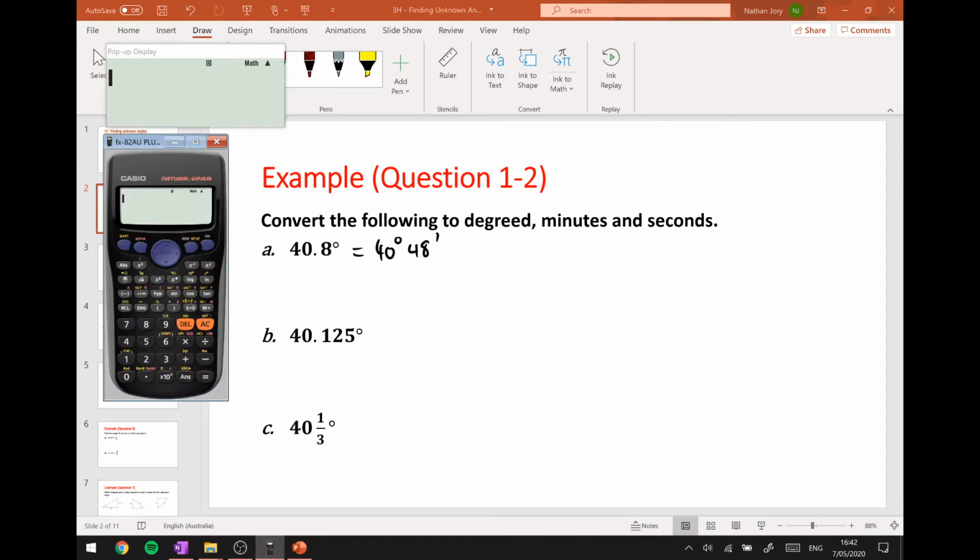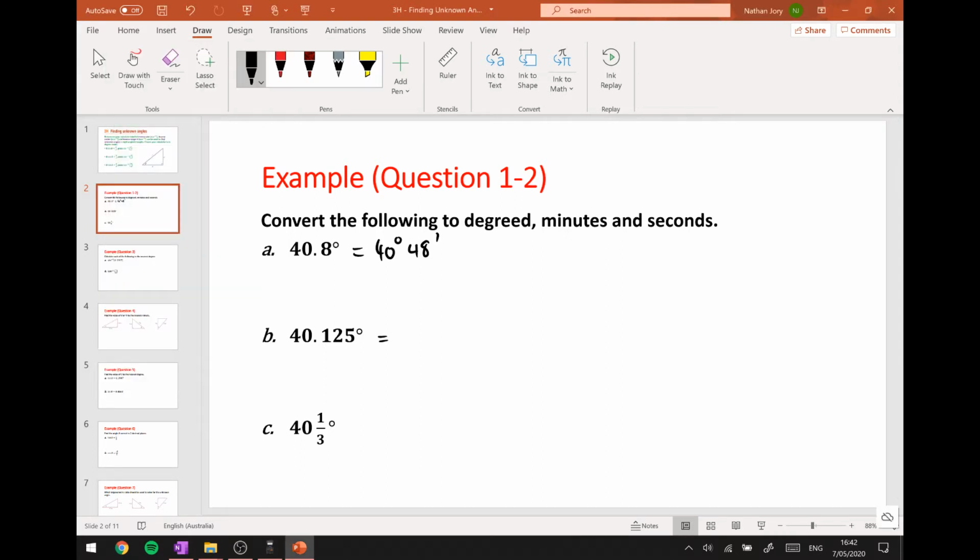We can do the same with 40.125 degrees. So the decimal changes into minutes and seconds. So this is 40 degrees, 7 minutes, and 30 seconds.